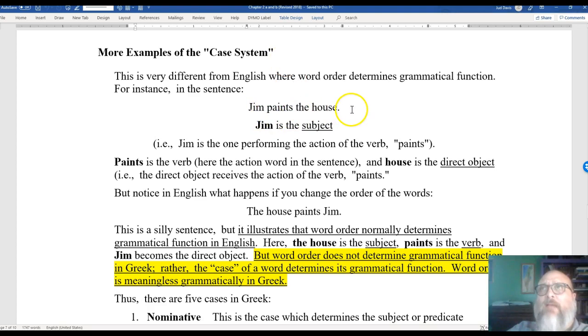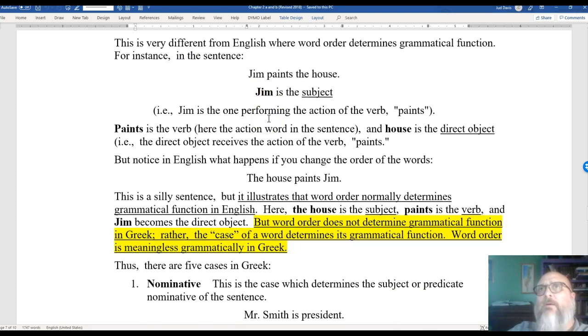So in the sentence, Jim paints the house, Jim is the subject. And in Greek, Jim would have to be in the nominative case. You would just put os on the end, and it would make it the nominative. In Greek, you could put the word Jim anywhere in the sentence. But as long as it has that ending, it's still going to be the nominative. It's still going to be the subject. Paints is the verb, and house is the direct object, what receives the action of the verb. Jim paints the house.